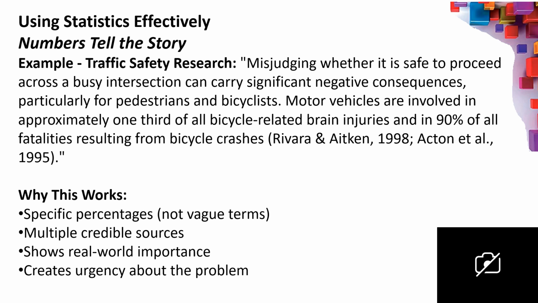Notice how specific statistics make this opening compelling. Instead of saying bicycle crashes are dangerous, the authors give us exact percentages that show the scope of the problem. The statistics come from credible sources and demonstrate why this research matters for public safety. This kind of opening makes your literature review much more persuasive.